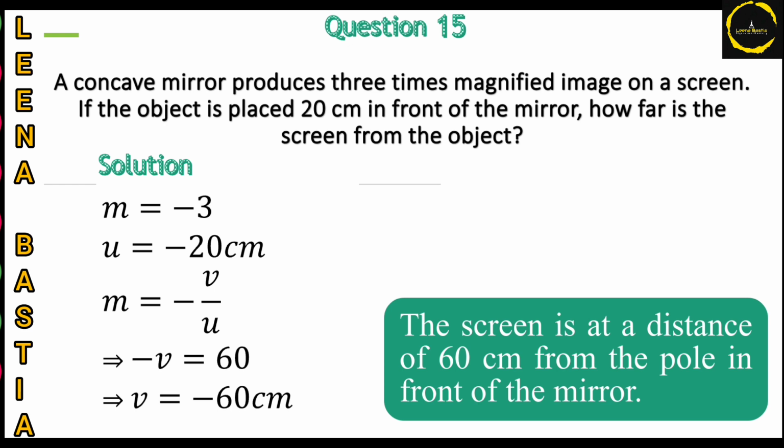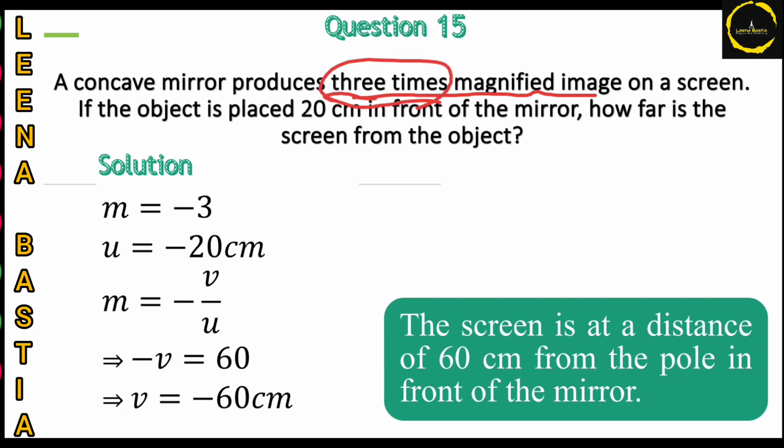Just see, a concave mirror produces 3 times magnified image on a screen. If the object is placed 20 centimeter in front of the mirror, how far is the screen from the object? Isn't it quite easy? Because already I told you, if a concave mirror produces 3 times magnified image, that means 3 times magnified image from whom? It is from the object. So again a comparison, 3 times means it is the magnification value.